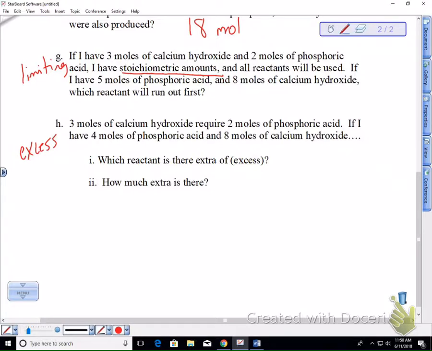Now, I know that something is going to run out first because 5 and 8 are not able to simplify down to a 3-to-2 ratio. So I am off the ratio. I will have one of the reactants run out first. Can you just real simply think about which one is going to run out first using your ratios?